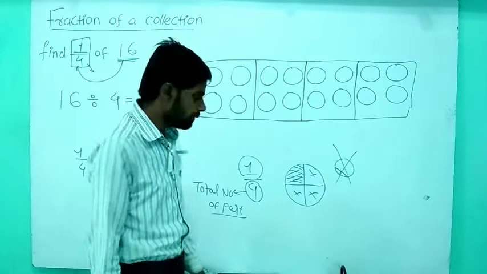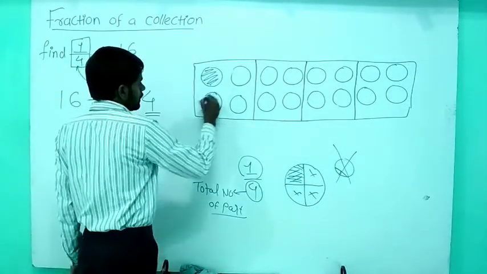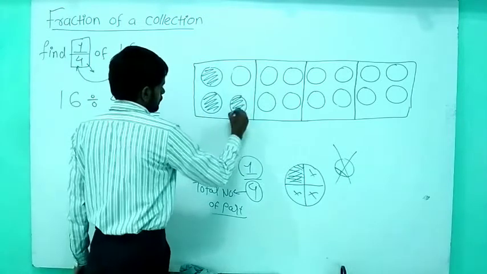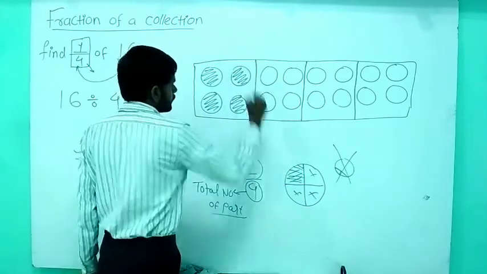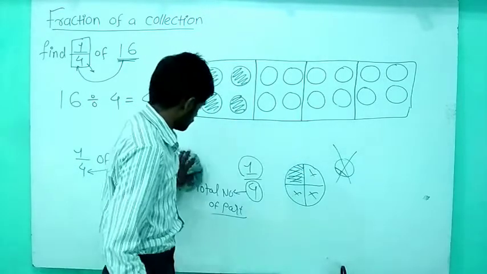है ना. So what we will do here? We will color the 4 objects. तो हम लोग 4 objects को color कर देंगे. Got it everyone? How to find the 1/4? It is very simple. Okay, don't write this one.